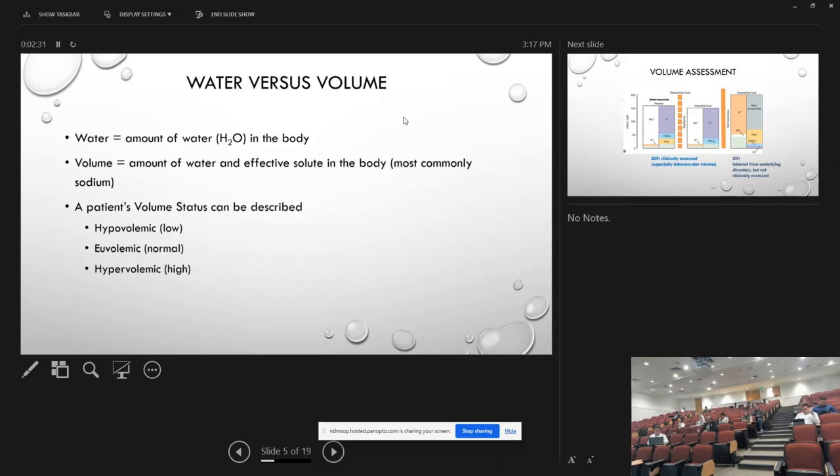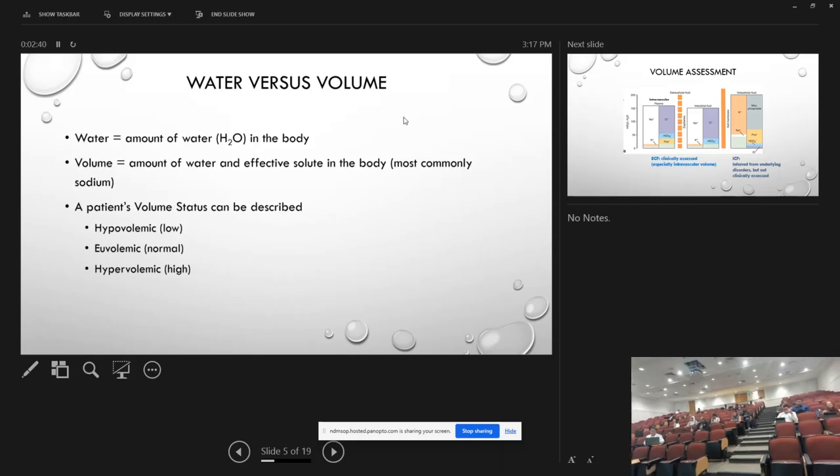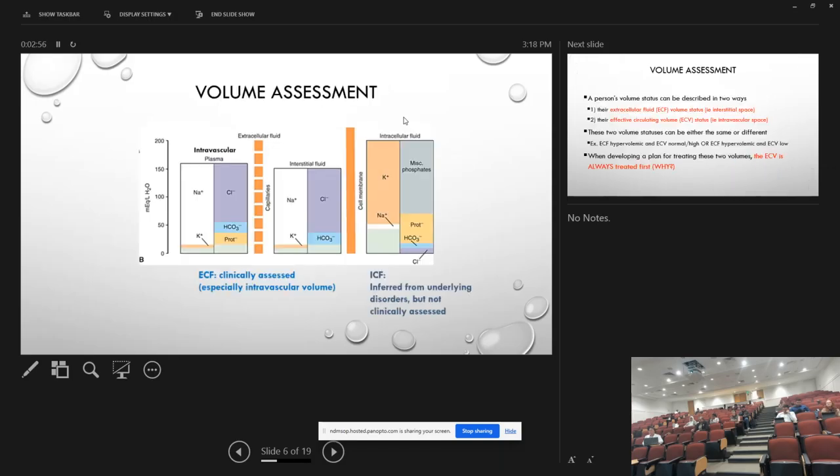So a patient's volume status, again, can be described as hypovolemic, meaning the volume status is low, euvolemic, normal volume status, or hypervolemic. We saw, or learned a lot about, hypervolemia in congestive heart failure, right? Those patients tend to have quite a bit of volume on board. And there are a lot of other disease states that will cause hypervolemia as well.